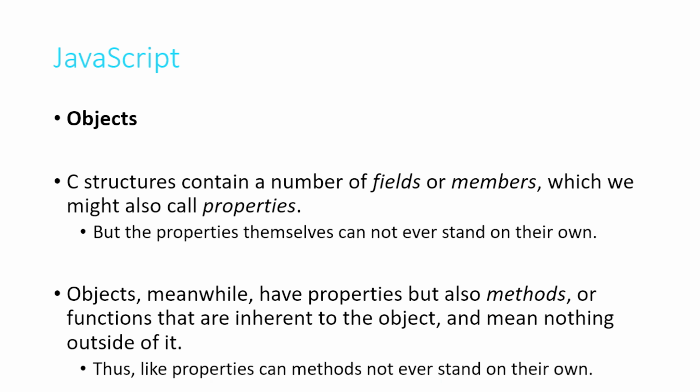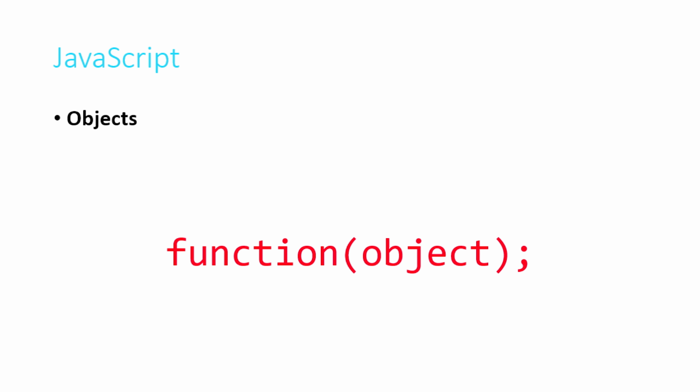So, but just like properties, methods don't stand on their own either. It's not like a function that just exists in the abstract. It is a function that only exists in the context of, in this case, an object. So where we might do this in C, function parentheses object, where object is a parameter to the function being called, that is not object-oriented styling.